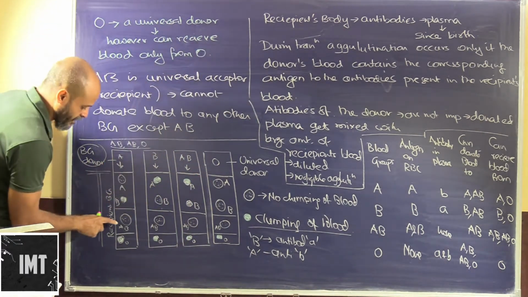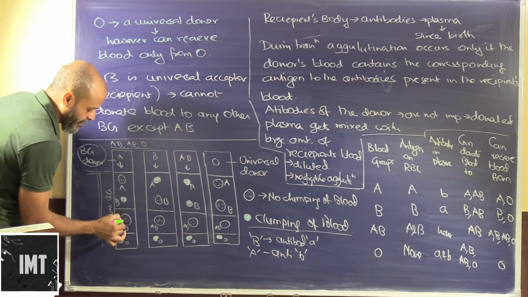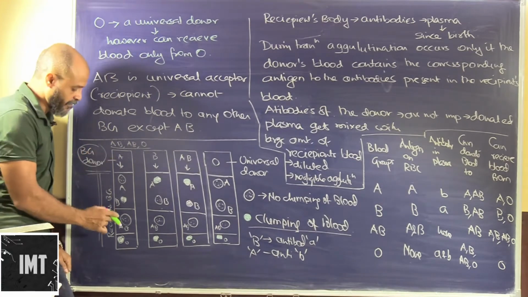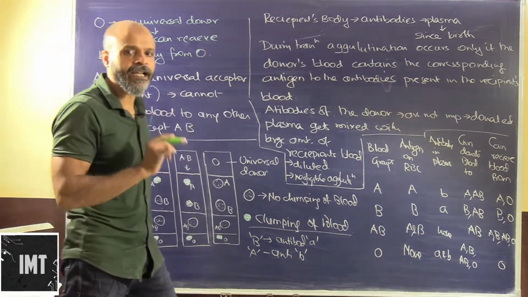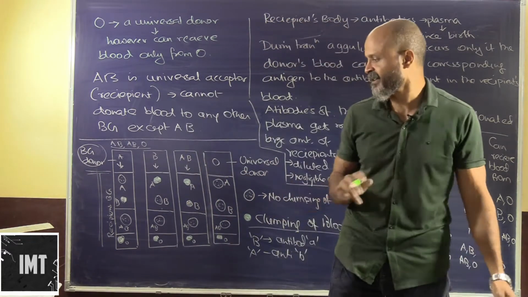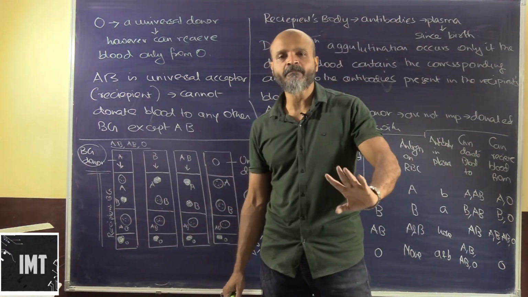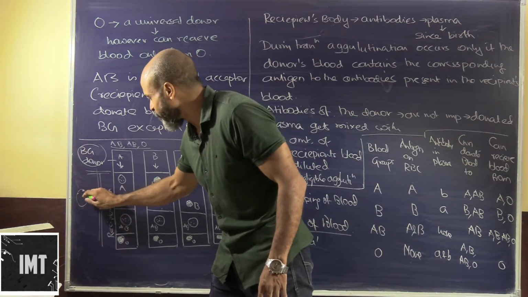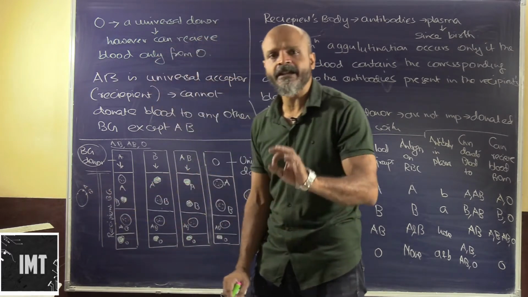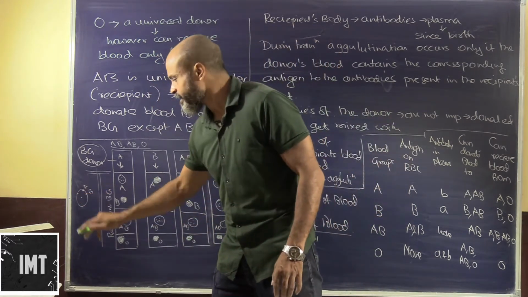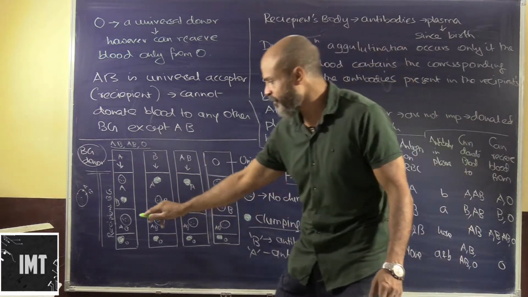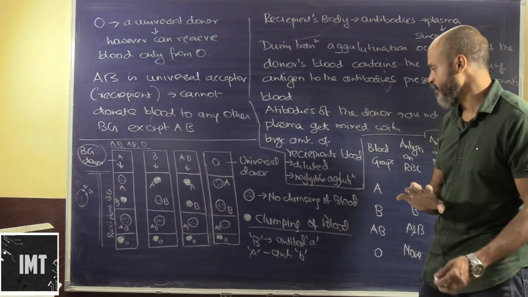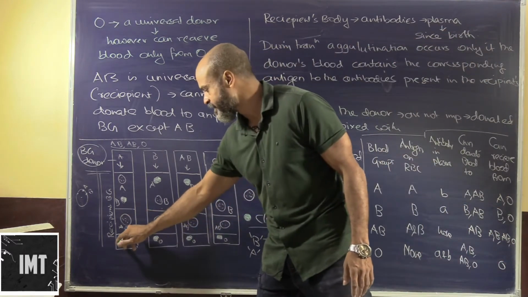Now let's see if the recipient has AB blood group, will clumping happen? No. Why? Because in AB blood group no antibodies are there, only antigens are produced. In the RBCs we have both antigens A and B, and there will be no antibody present, because of which there will be no clumping of blood.